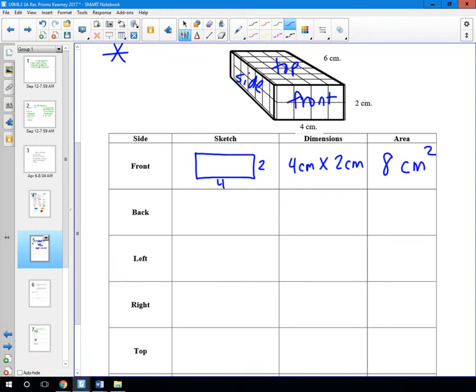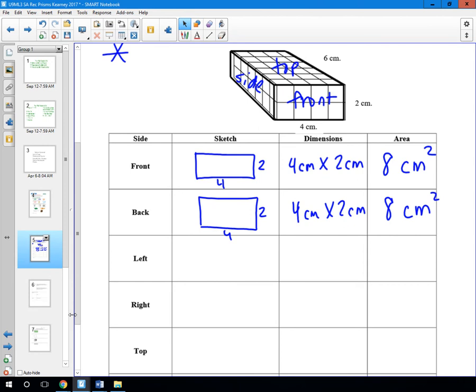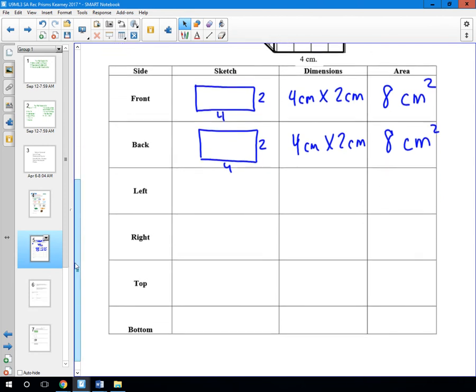Okay? Well, think about the back. What do you think the back would look like? That's right. The back would actually look like the front. So the back would be a 4x2, 4 centimeters by 2 centimeters. And so then it would have the same area, 8 centimeters squared. Okay, so we're just going through and we're finding the area of each surface.